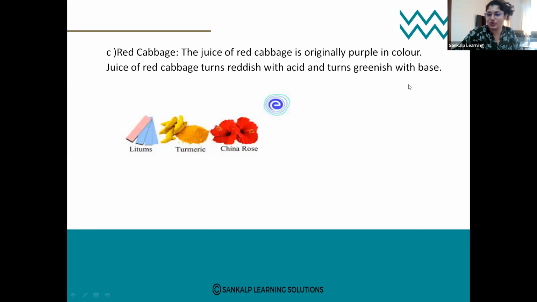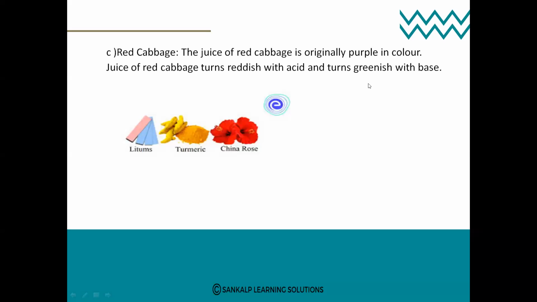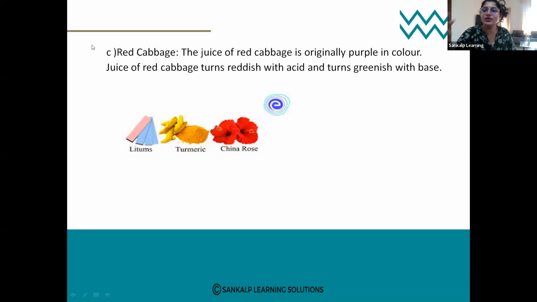And whenever you have a base, from purple it turns greenish. This indicates whether the given solution is acidic or basic in nature. Suppose you are given a solution and you have to find out whether it is acidic or basic. You have a natural indicator source like red cabbage, which is purple in color. You are going to take the juice of the red cabbage and add it to the beaker containing that substance.